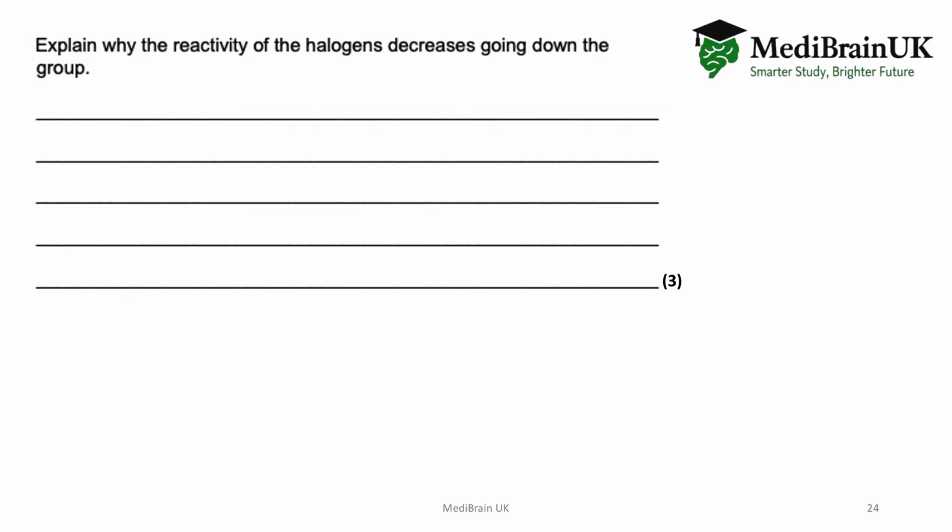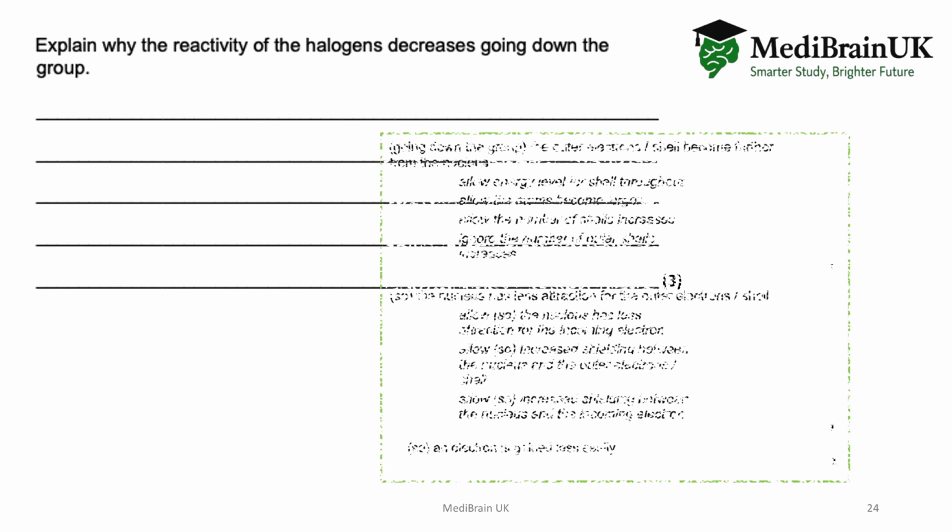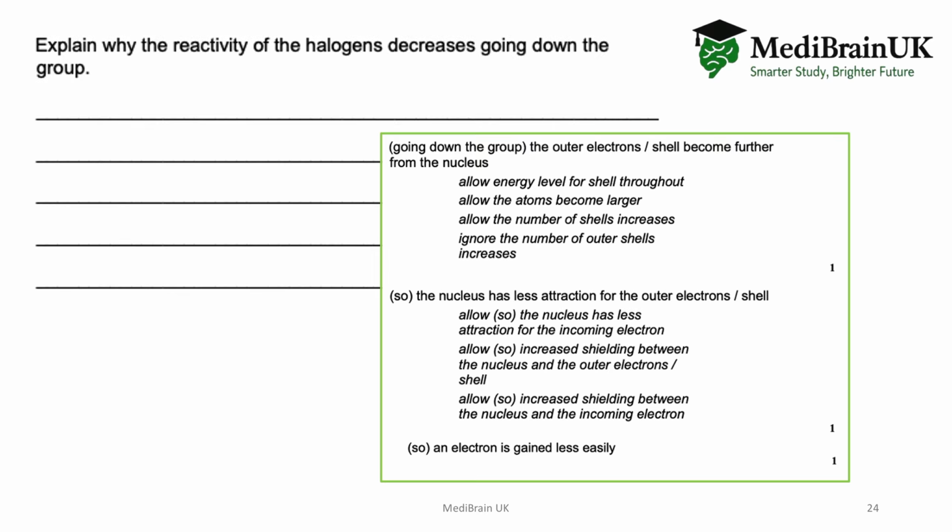So in terms of this question, the reactivity is going to decrease because there are more and more electron energy levels. There is a weaker attraction between the outer shell electrons and the nucleus, and it's going to be more difficult to attract that 1 electron because of the shielding that is taking place. Okay.